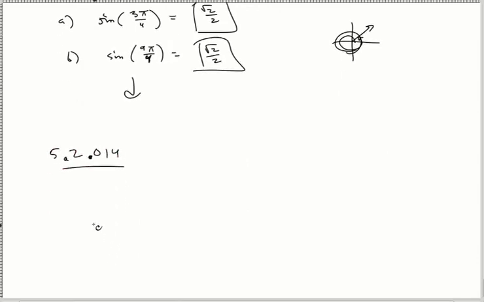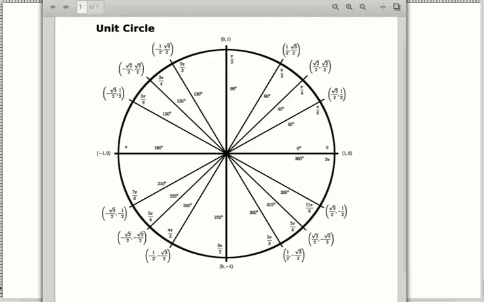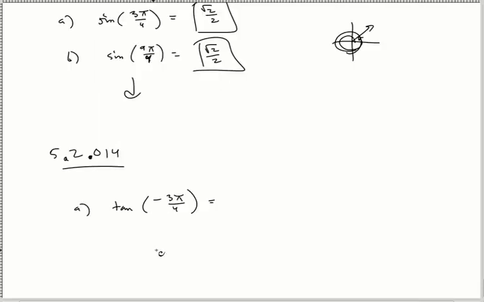52014. This is where it gets a little interesting. So I got tangent at negative 3 pi over 4. Okay. First off, let me convert this over to degrees. So I'm saying 3 pi over 4 is right here. That's basically 135 degrees. So I'm saying tangent of negative 135 degrees.